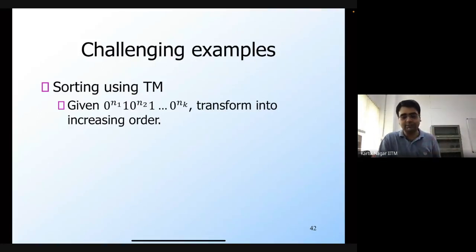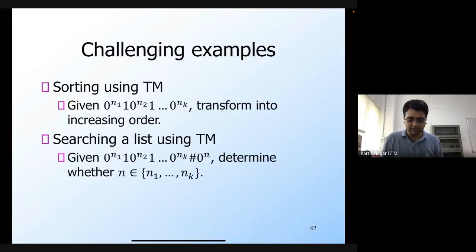So if you are given this particular string, when we say that we want to sort this array, we want to transform it into another string where we use the same encoding, but the sequence of numbers would be, say, increasing. Again, you can do this. You can design a Turing machine to sort the list as well.